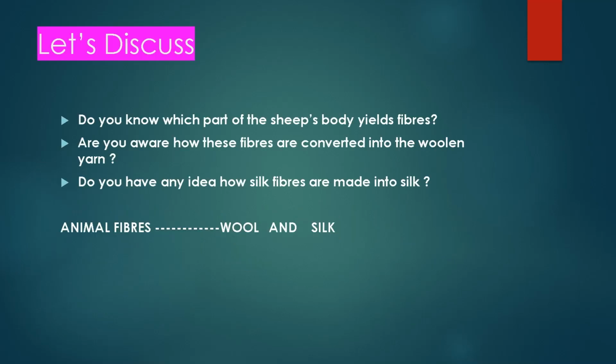So let us discuss. In class 6 you have learnt about some fibers obtained from plants and also learned that wool and silk fibers are obtained from animals. So there are some questions that must be coming to your mind. Let us discuss one by one. Do you know which part of the sheep's body yields fibers? Next, are you aware how these fibers are converted into woolen yarn?